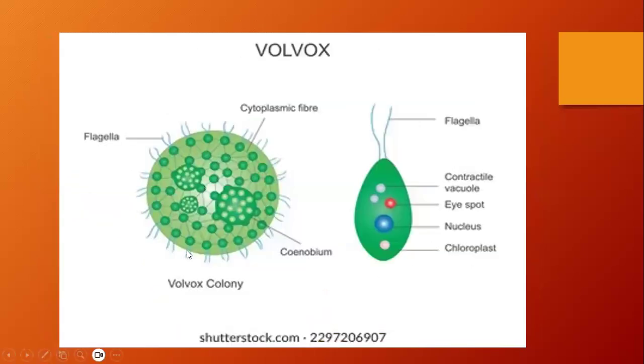Then we have the volvox. Now, the volvox exists as a colony. So this is one single volvox, and this is a colony of volvox. You can see that one single volvox possesses flagella, just like the Chlamydomonas. It's like an algae-like structure. So it just exists in a colony. It does not exist on its own. So this is a colony of volvox.